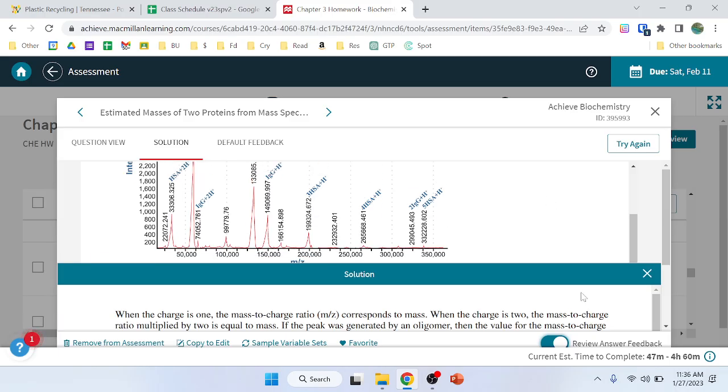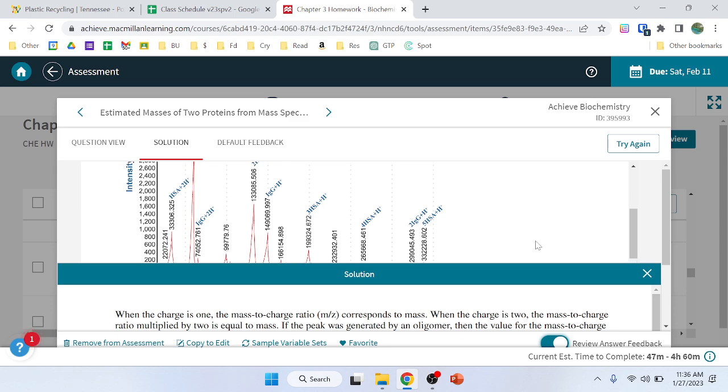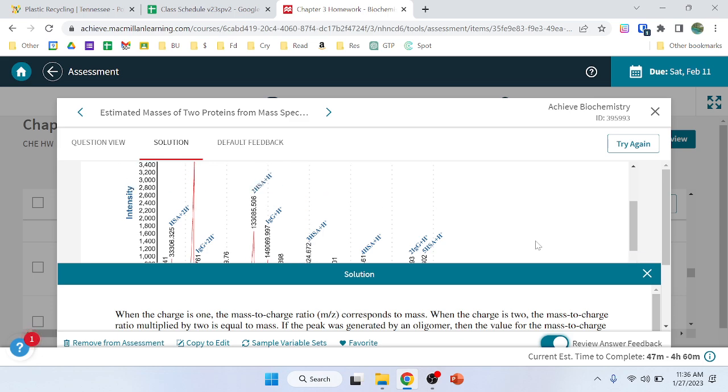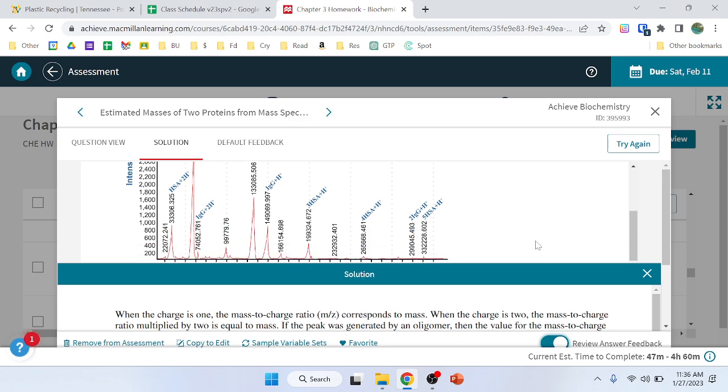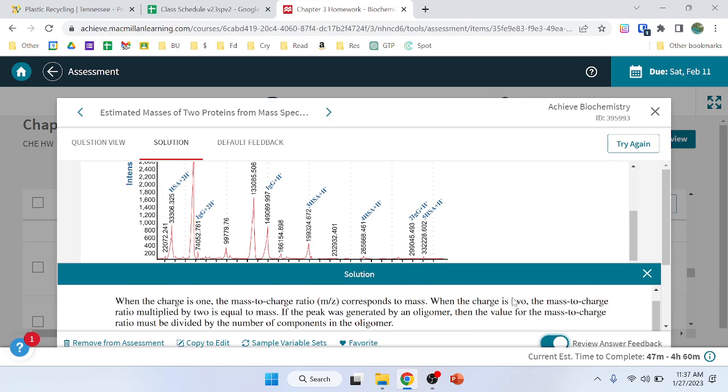Okay, so for example, if we see any that are charged 2+, that means this number is divided by 2, right? So we would have to multiply it by 2 to get the mass out of it. Does that make sense? Okay.